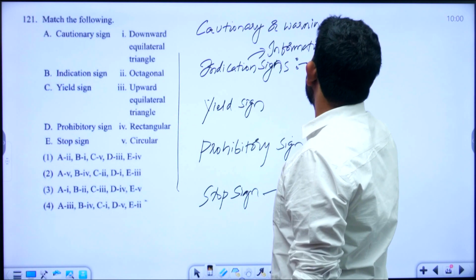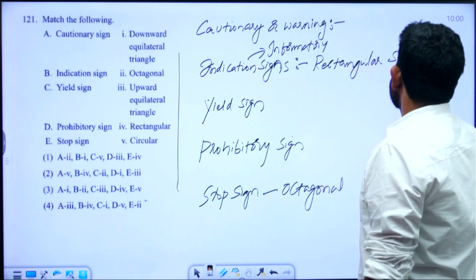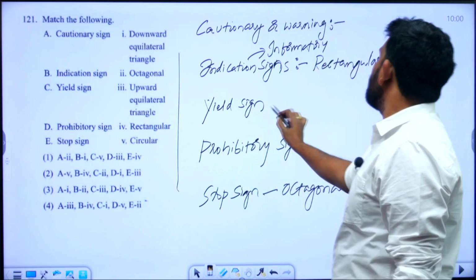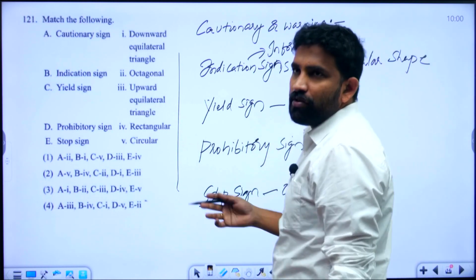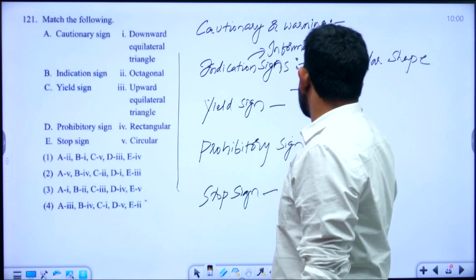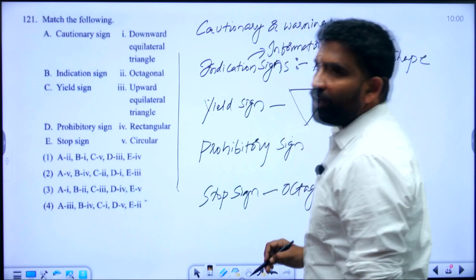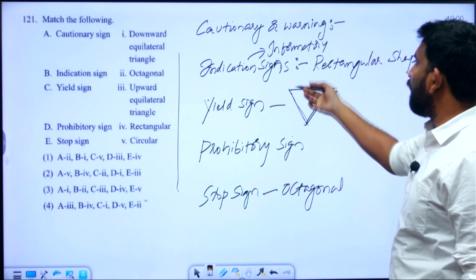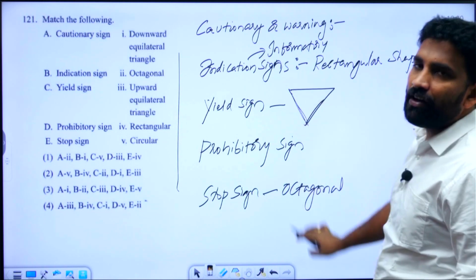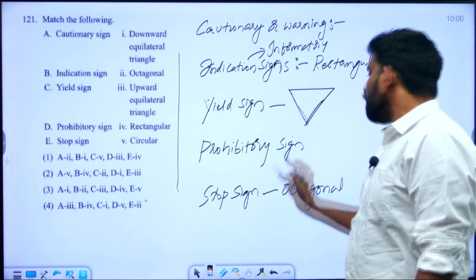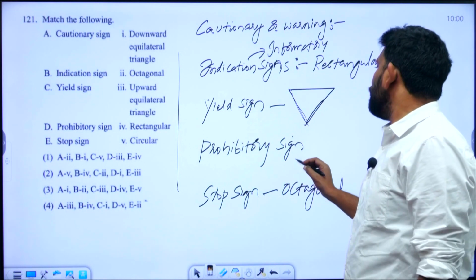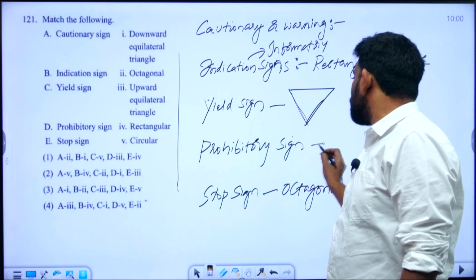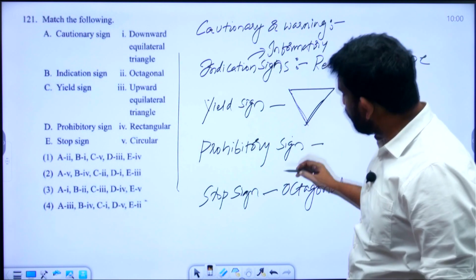So generally these are shown with a rectangular shape. Okay, yield sign. This is also a kind of exception which we do observe with this kind of shape, a triangular shape that is formed. This is a mandatory or regulatory sign, that means we must follow it. So this is a yield sign. The prohibitory sign is also a mandatory sign.